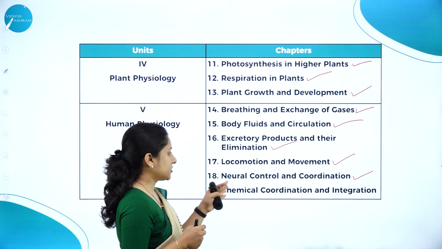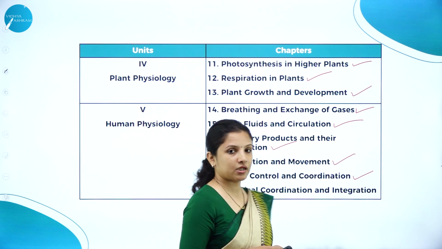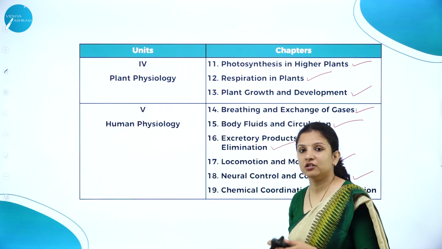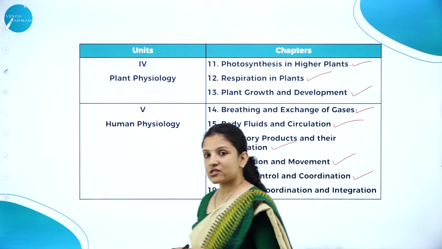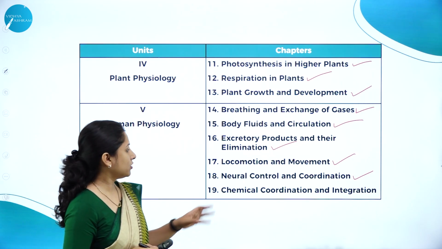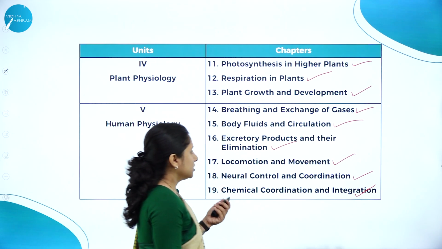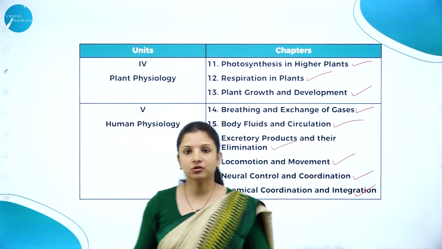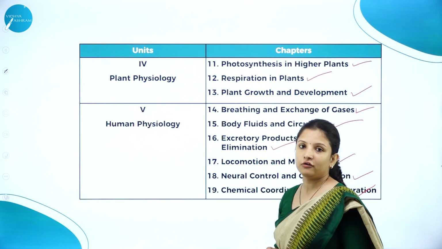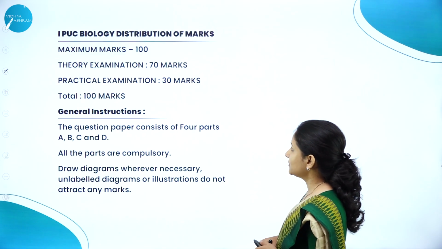Next, moving on to chapter 19, that is chemical coordination and integration. In chemical coordination and integration, you'll study about various glands and hormones that are present in the human body, which actually are needed for the normal functioning of an entire body. So all those hormones you'll study under chapter 19. So this is about the syllabus. So totally you have 5 units and a total of 19 chapters under these 5 units. So this is about the syllabus.